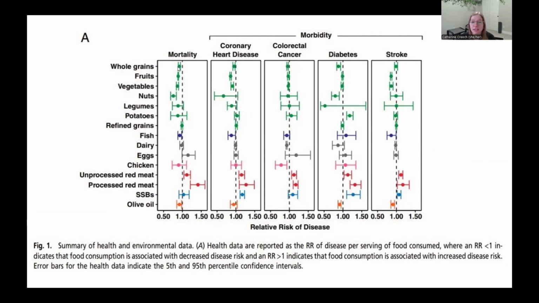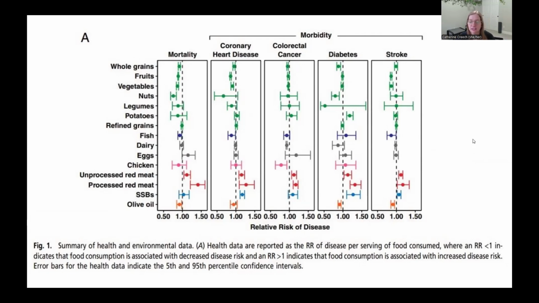So whole grains, really tight error bars. There's not a lot of variation in that data, and it is to the left of the line, so it's associated with a lower mortality rate. Something like legumes, over here in the diabetes one, has a huge error bar, even though the average is very far to the left of the line. So it's still, on average, associated with lower diabetes risk, but the confidence level is variable, and that's really interesting.